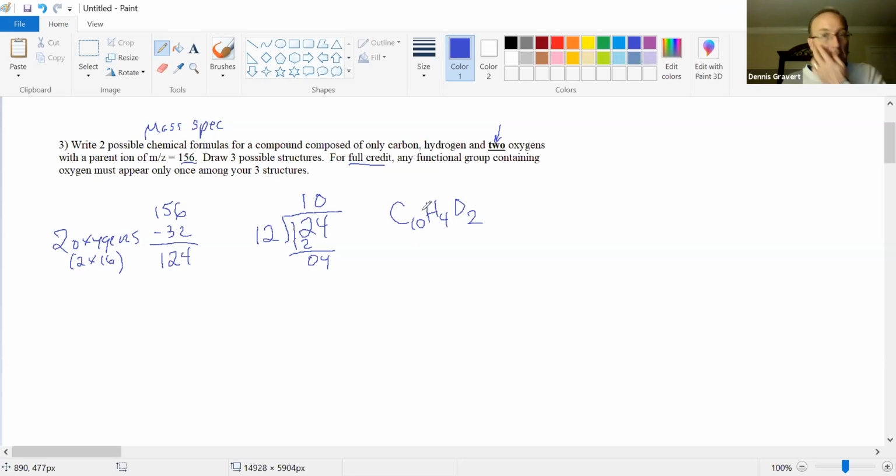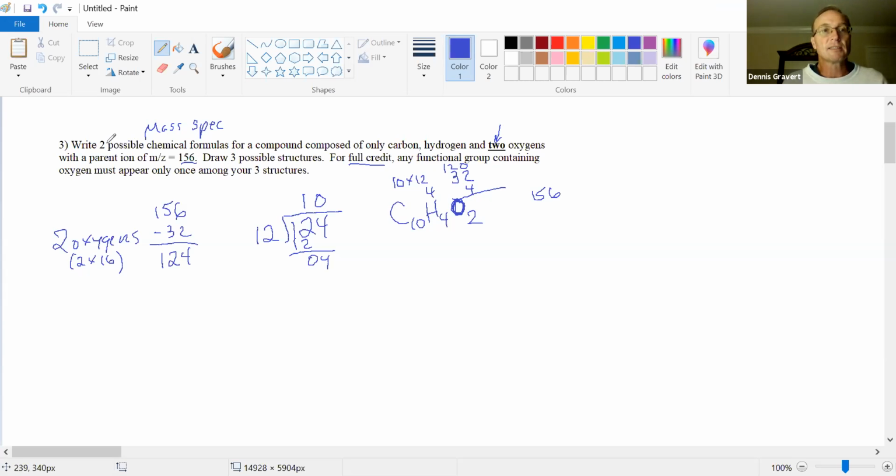Okay, so does this formula add up to 156? I got 10 carbons, so that's 10 times 12, 4 hydrogens, that's 1 times 4, and that looks like the letter D, it's supposed to be an O. And then 2 times 16 is 32. So 120 is 12 times 10, and 4, add that up, I'm going to get 156. Yeah. Okay. So good, my math looks good. I don't like this formula.